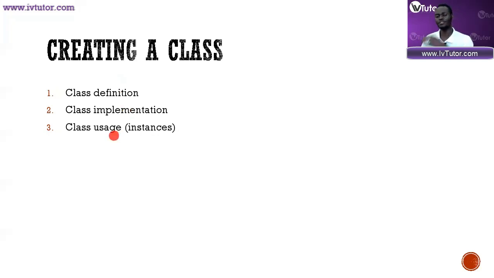Then stage number 3 is where you begin to use your class: you start making objects of your class, or instantiating objects of your class. The terminology can sometimes be confusing, but in simple terms, class usage is what you do with integers: int x. You have instantiated an object of type integer called x, or you have created an object of type integer called x.